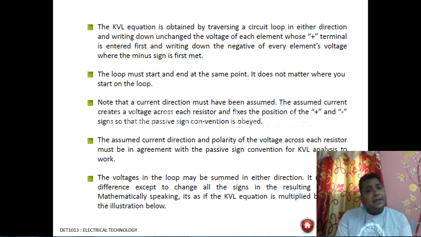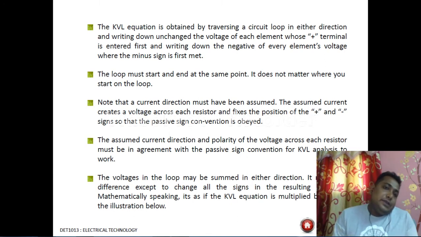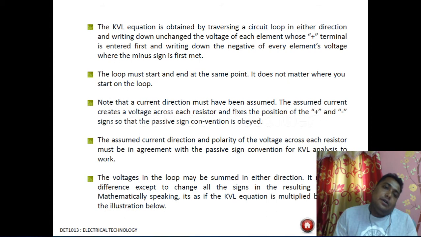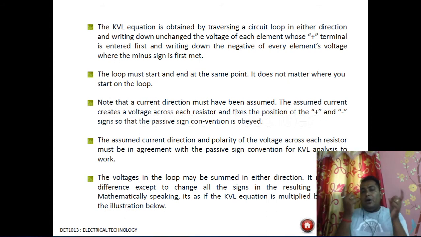The KVL equation is obtained by traversing a circuit loop in either direction and writing down the voltage of each element whose positive terminal is entered first, and writing down the negative of every element's voltage where the minus sign is met first. I have already discussed that. When we are writing the KVL equation, it is very important to mention this plus and minus. That depends upon you, but whatever you take should be the same for the particular problem, for all loops.